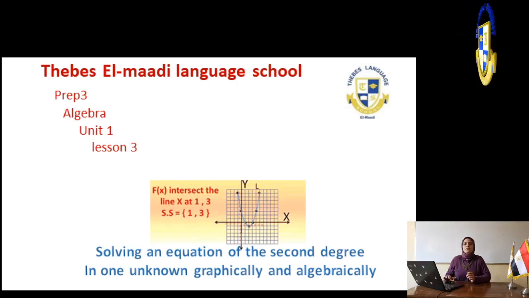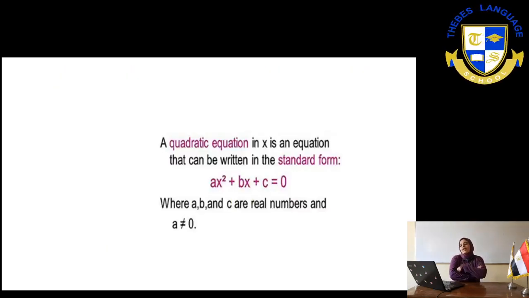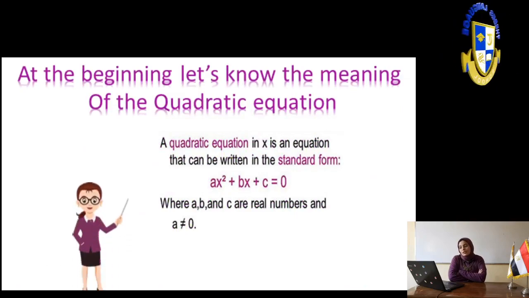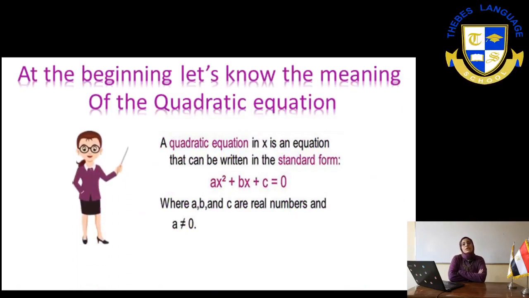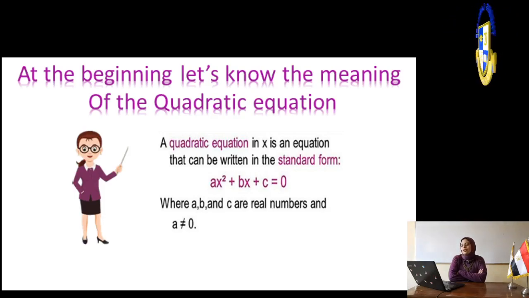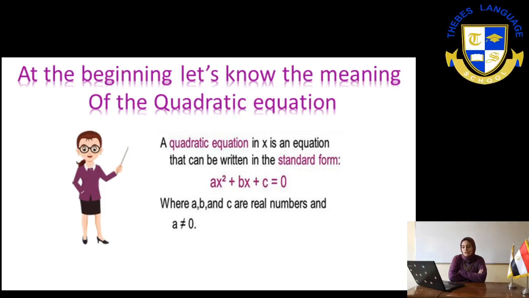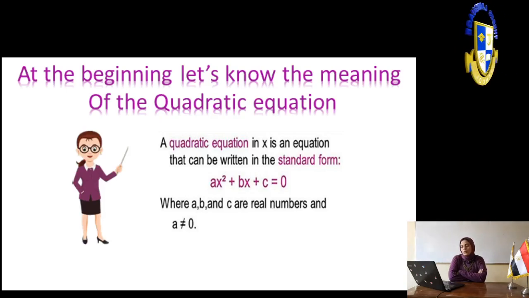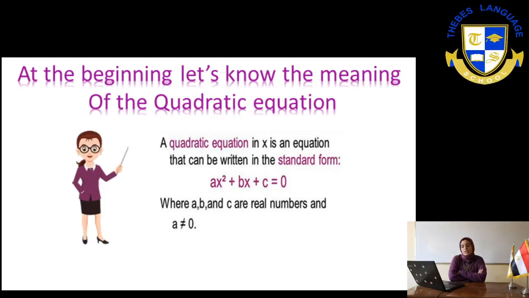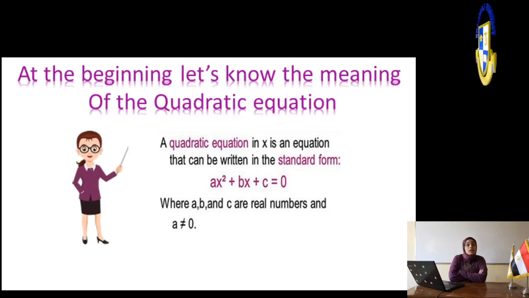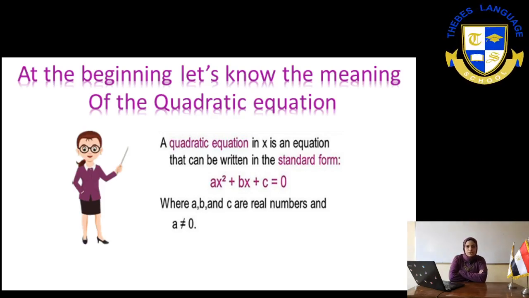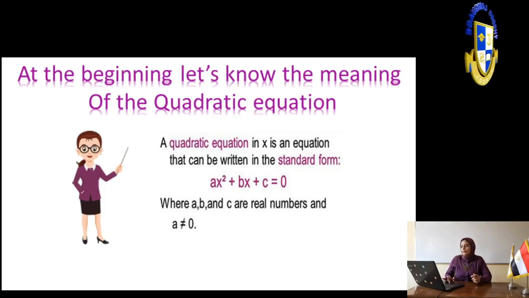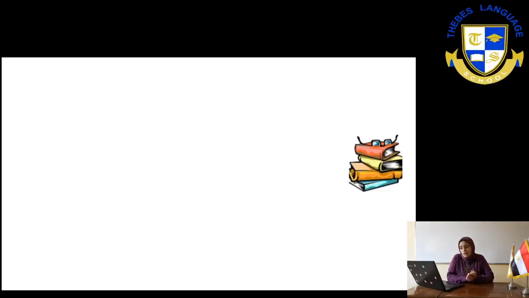Let's move to slide number 2. At the beginning, let's know the meaning of the quadratic equation. A quadratic equation in x is an equation that can be written in the form, or the standard form, ax power 2 plus bx plus c equals 0, where a, b, and c are real numbers and a is not equal to 0.